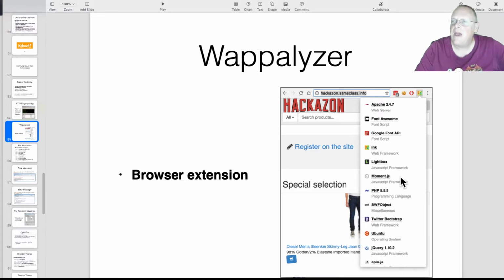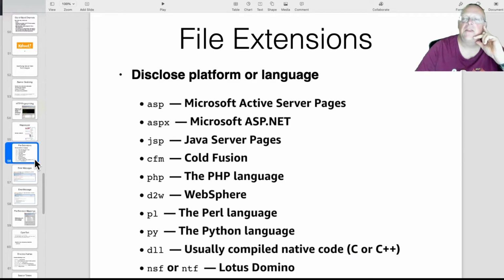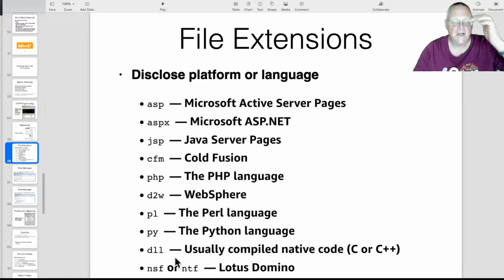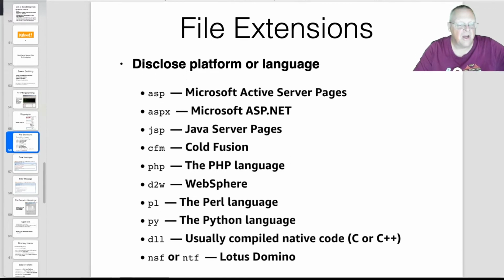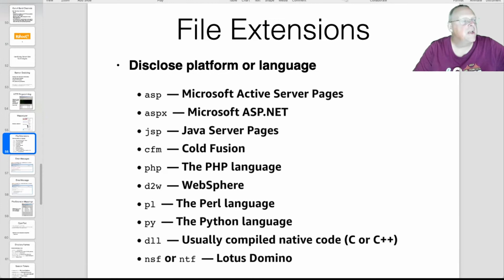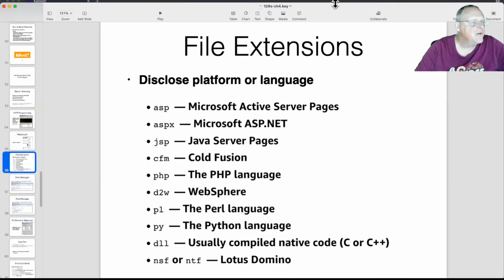Nmap will grab those banners too. These things will look and detect more web versions, but Nmap will get the port numbers and the things listening on ports. And file extensions tell you things. ASP is Microsoft Active Server Pages, JSP is Java, here's Cold Fusion, PHP, Perl, Python, and so on. There's a lot of file extensions that give you a clue what kind of technology is being used.